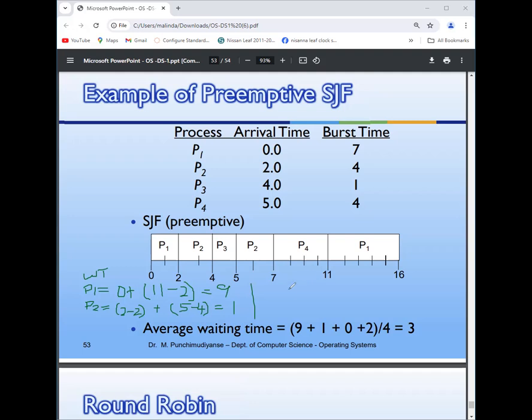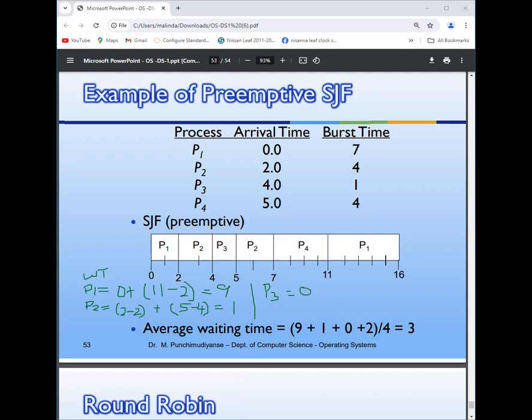Yes, sir. Right. For P3, again we'll check. P3 arrived at time equals 4, and it got the CPU time as soon as it arrived. P3 completes with no waiting, so its waiting time is 0.